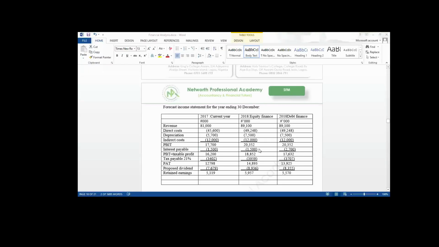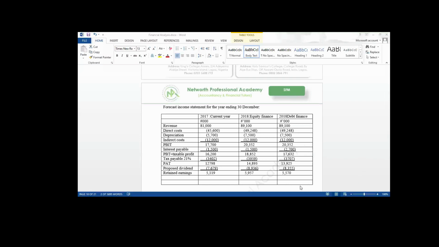My question: if you finance the project by equity, will your interest expense increase? No, sir, it will not increase. That's why we maintain 1,500. If the new project is financed by equity, that means interest will not increase. But if you finance the new project by debt, will your interest increase? Yes, sir. It will.